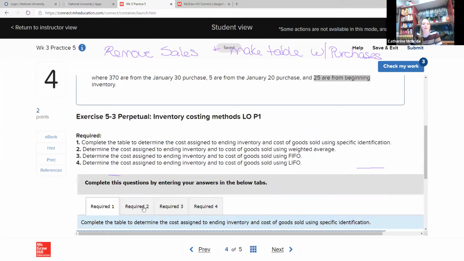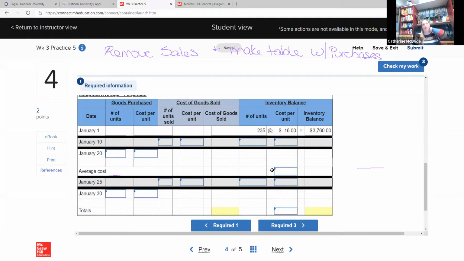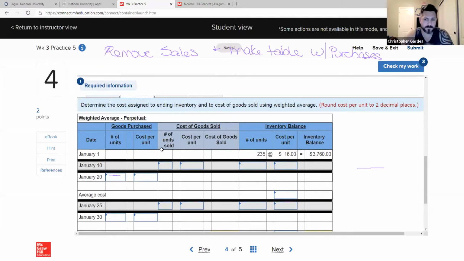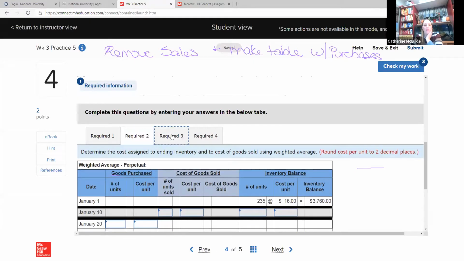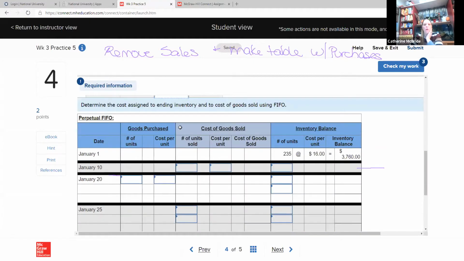Okay, so now we're going to do weighted average perpetual. You know what? I want to do that one last. We're going to do FIFO. So FIFO, we have to think, okay, that's first in, first out. So I'm going to start with my data. On January 1st, I have 235 units at $16 per unit.